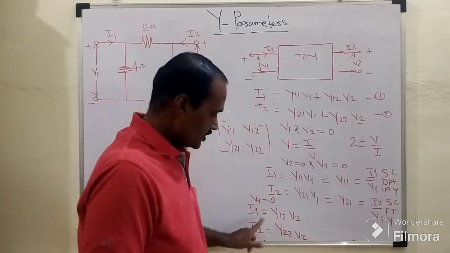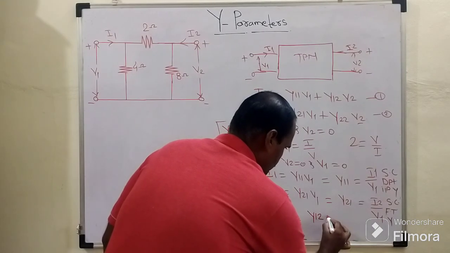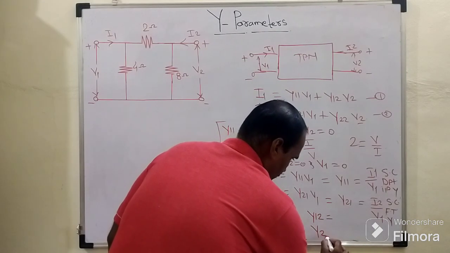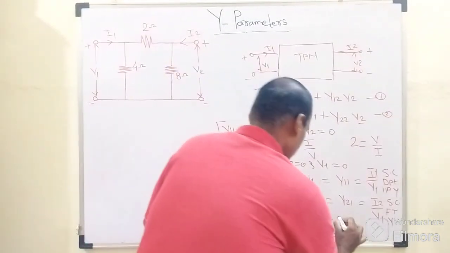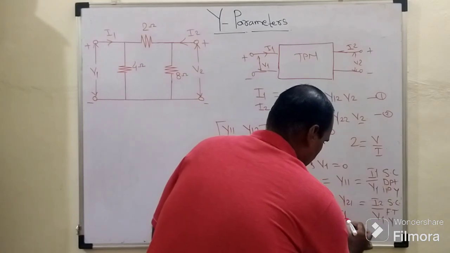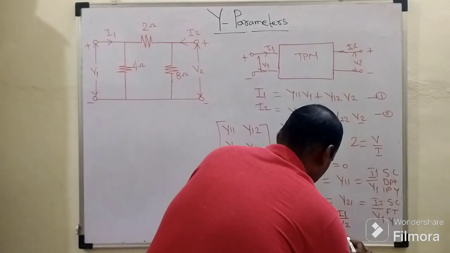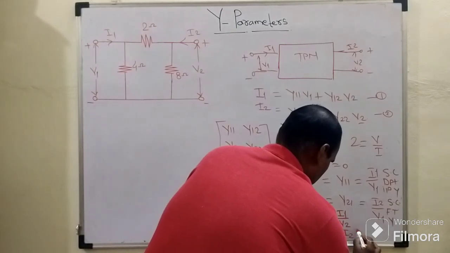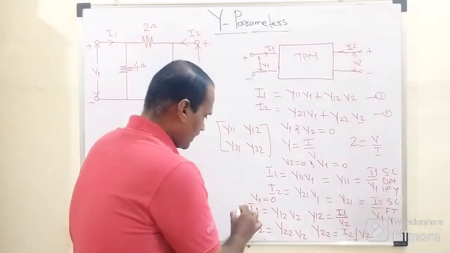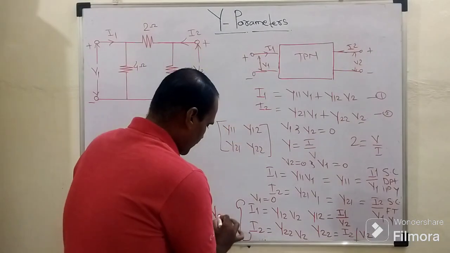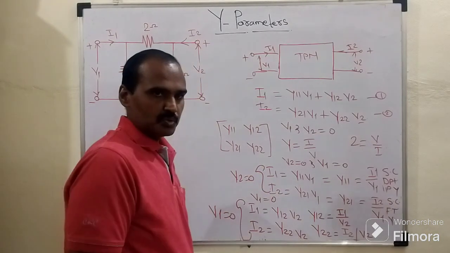When we rearrange these two system equations in terms of Y12 and Y22, Y12 is the ratio of I1 upon V2, and Y22 is the ratio of I2 upon V2. Both these parameters are tabulated by keeping V1 equals 0, while the earlier two parameters were tabulated by keeping V2 equals 0.